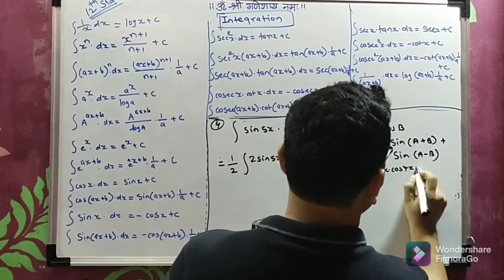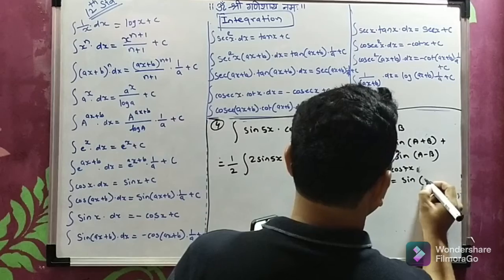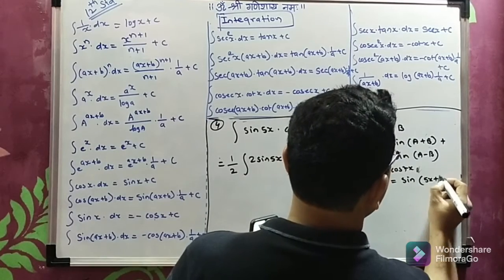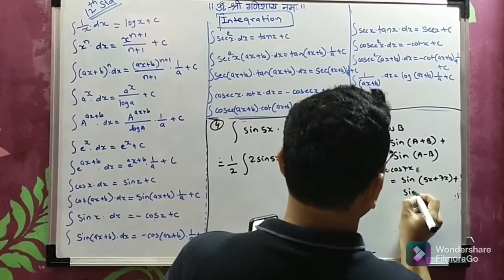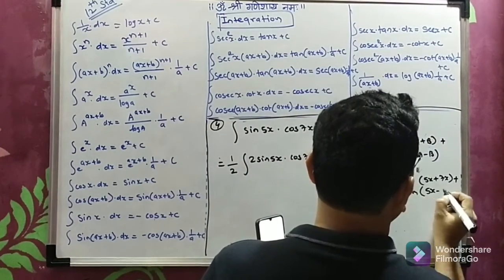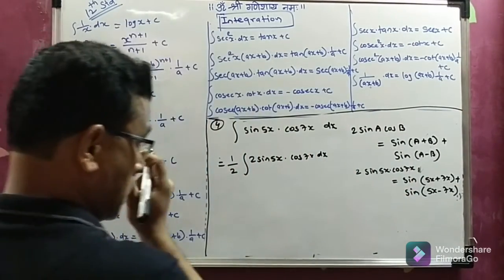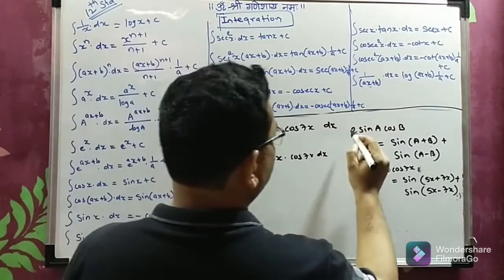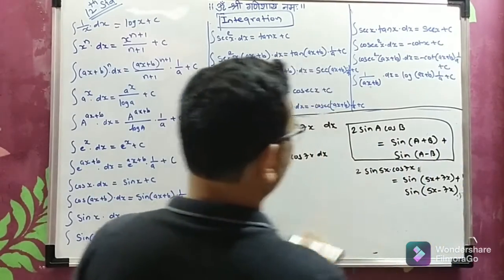So the answer will come over here. This is sine A plus B, meaning 5x plus 7x, plus sine A minus B, meaning 5x minus 7x. This is a standard trigonometric formula. You have to remember this formula while solving this problem.